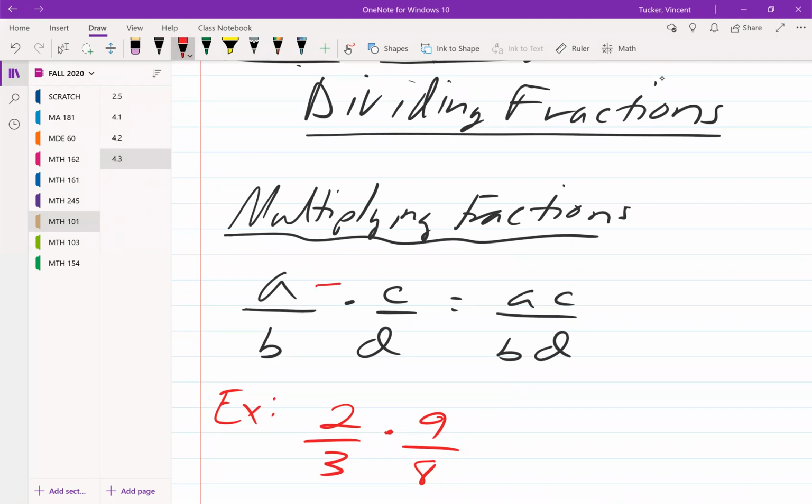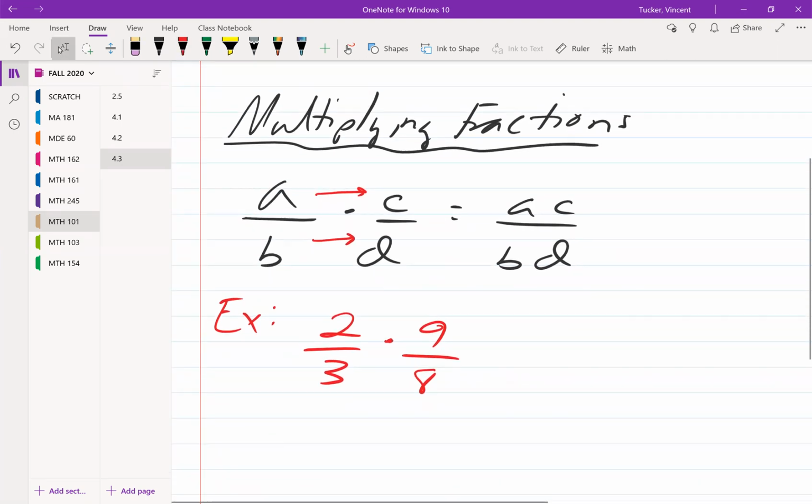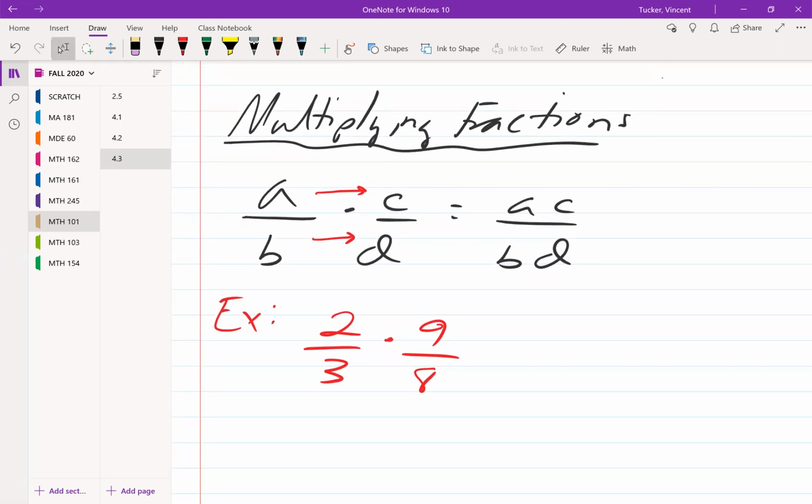All you're going to do is multiply across. So if you have the fractions a over b times c over d, the result will be a times c over b times d. So all you do is multiply across. And then of course you want your simplest fraction possible, or your fraction in lowest terms. So if it's possible to reduce, then you would do so.